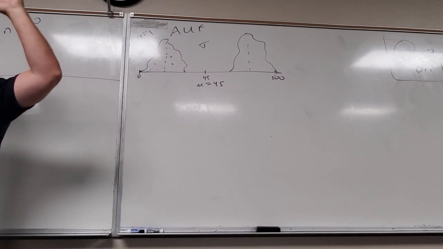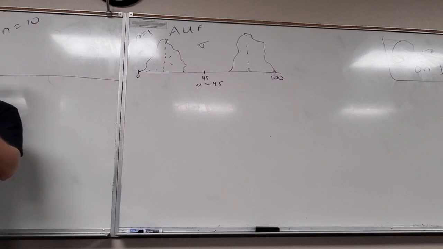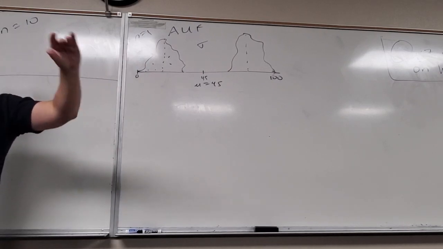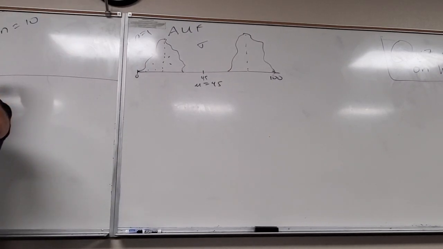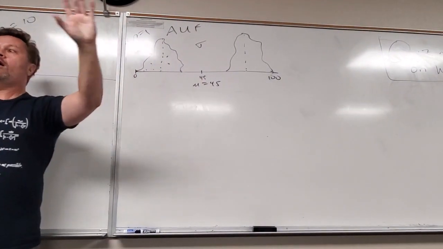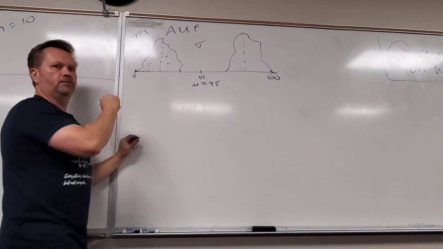In fact, can somebody tell me what's the most likely average I'm going to get? If I take a group of 10 people, what is the most likely average of those 10 people? You know exactly what it is. 45, right? 45 is the average of everybody. Did I just say that every sample I take is going to have an average of 45? No. What's the most likely average for some randomly selected sample of 10 people? 45.